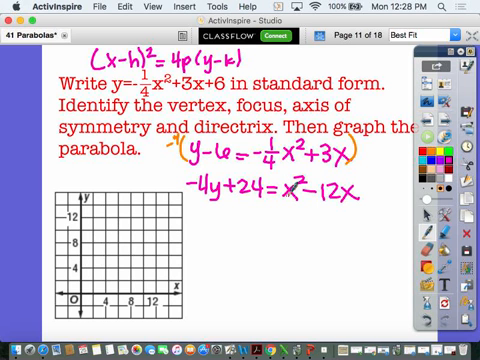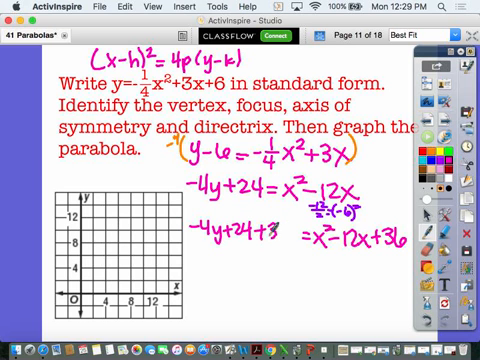Okay, so how do I complete the square? Half of b. Wait, don't skip a step. We take half of b, squared, which is 36, so we're going to add 36 here, and then we're going to add 36 on the other side. Okay, so when we simplify, we'll have -4y plus 60 equals (x minus 6) squared. Is everyone okay up to here?